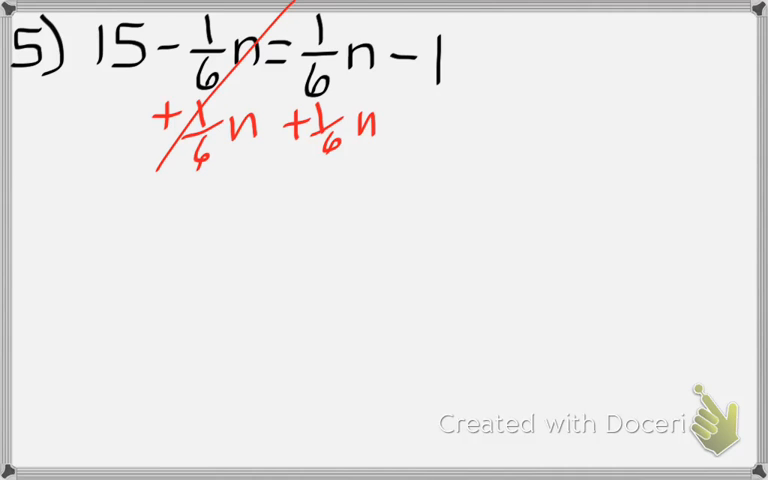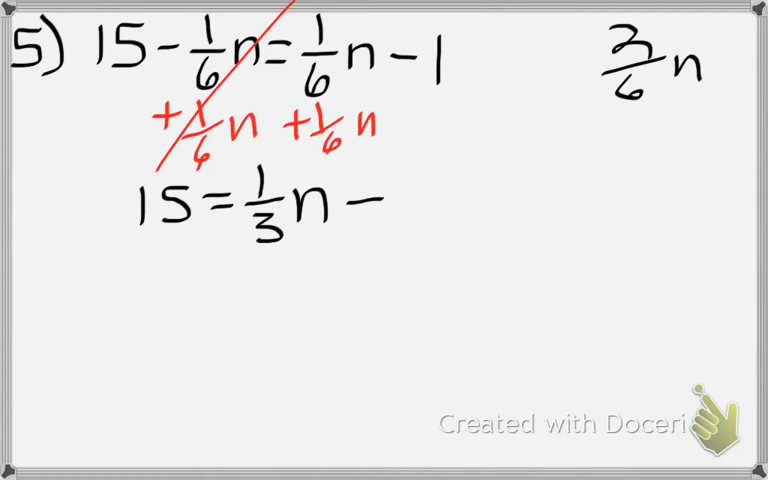They cancel on the left side. On the left side, you're left with just 15. On the right side, 1/6 n plus 1/6 n, well, that's 2/6 n. Well, 2/6 simplifies to 1/3. So we have 1/3 n minus 1. So we now have a two-step equation. We have to get rid of the minus 1, then get rid of the rational coefficient.